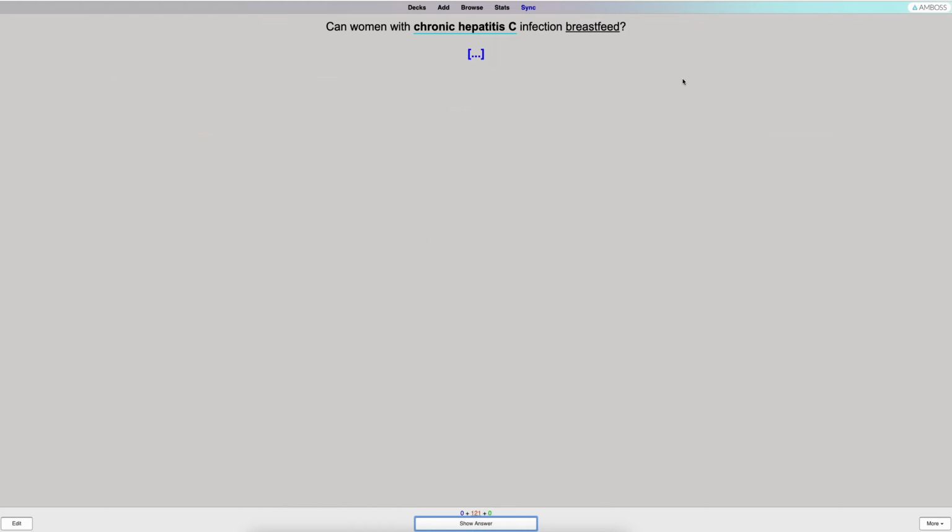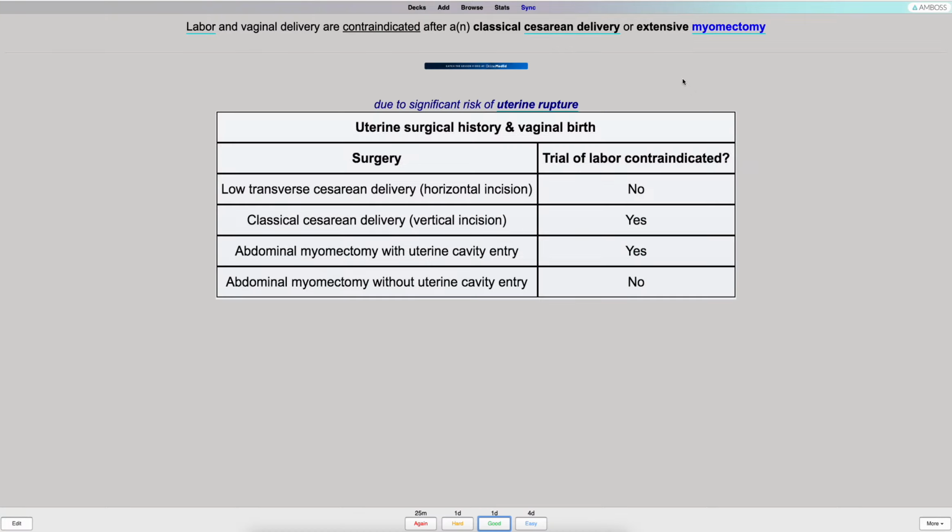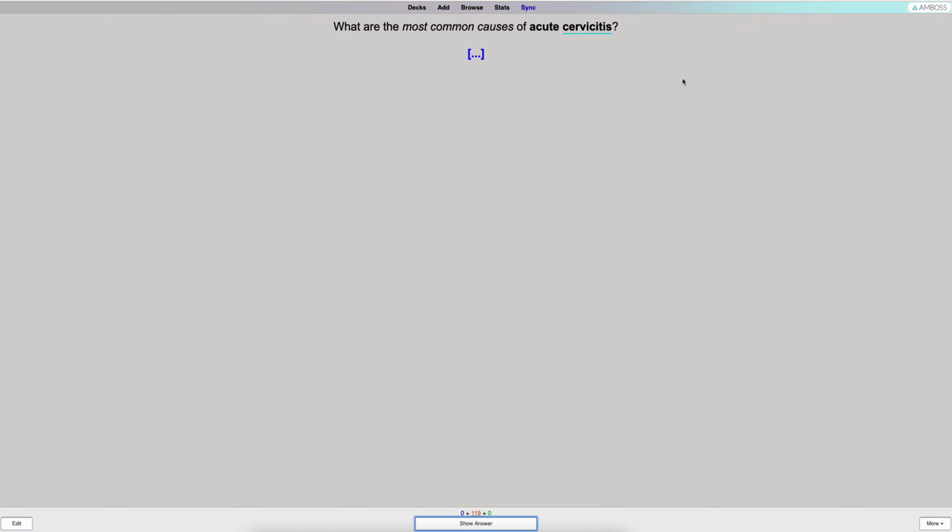Can a woman with chronic Hep C infection breastfeed? Yes, as long as they don't bleed. Labor induction is contraindicated after classical cesarean or extensive uterine surgery. Common causes of acute cervicitis are Neisseria gonorrhoeae and chlamydia.